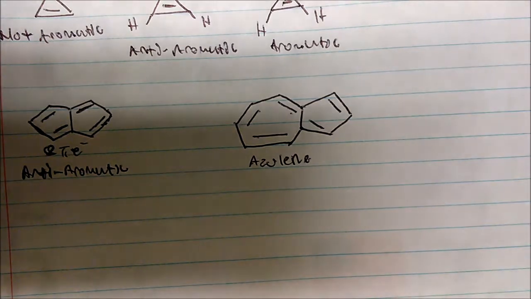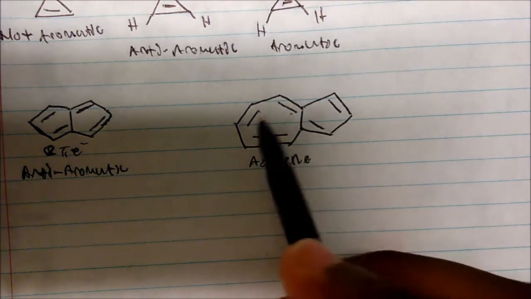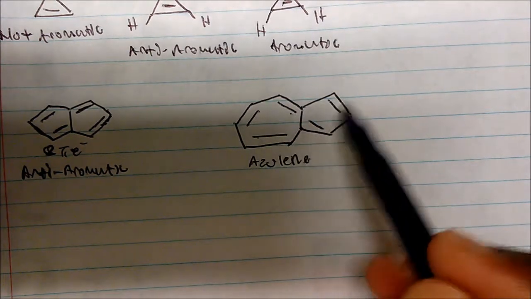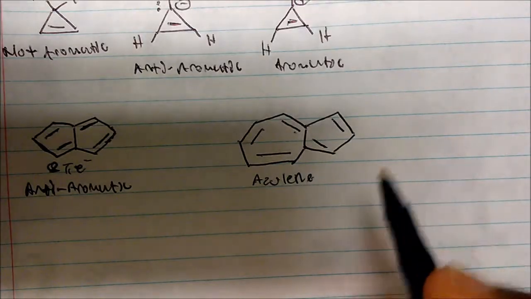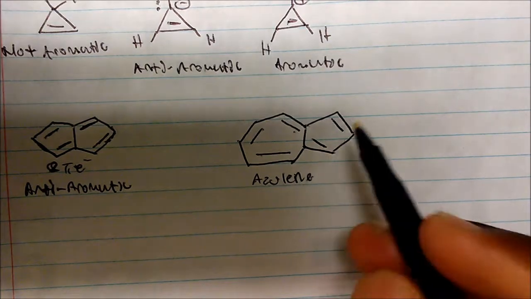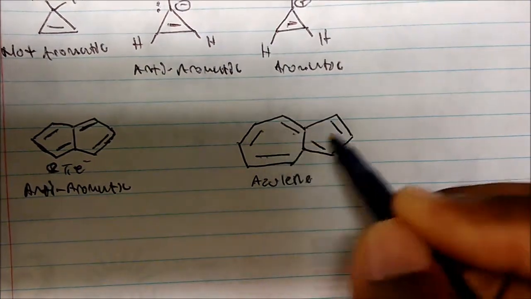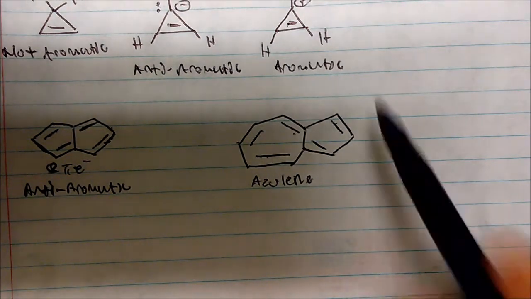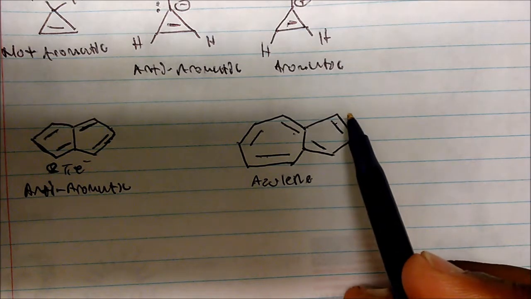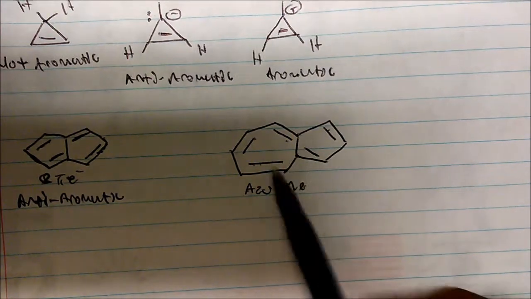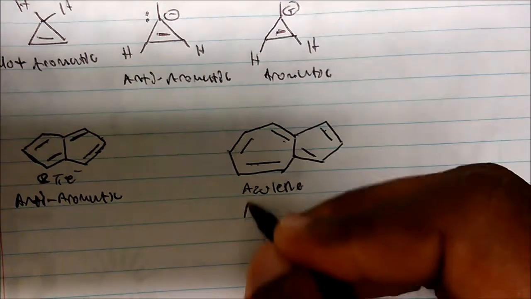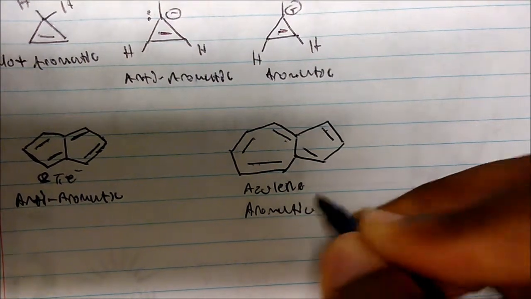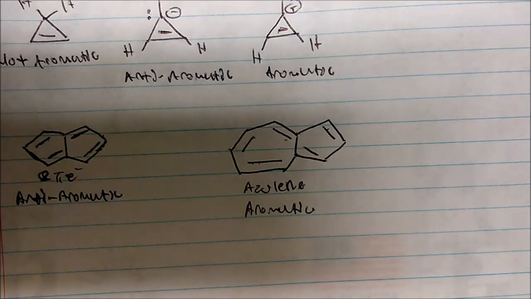Okay, now, if I look, I'm in a ring here, right? All my atoms, if I look, are sp2 hybridized, right? So that means this molecule is flat. Well, how many pi electrons do I have? I have 2, 4, 6, 8, 10. So I have 10 pi electrons. All my atoms are sp2 hybridized, it's a planar ring, and I have 10 pi electrons. So this is aromatic.